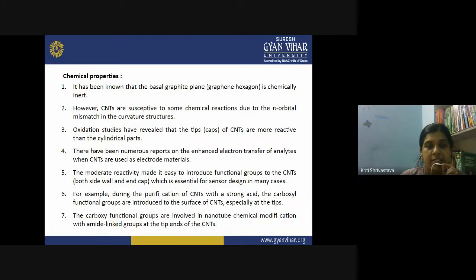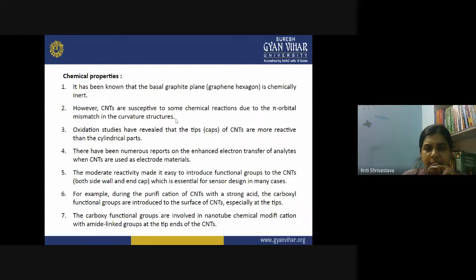Now let us discuss the chemical properties of carbon nanotubes. It has been known that the basal graphite plane is what? The graphene hexagon. When the basal part is throughout composed of the graphene hexagon, then it is the basal graphite plane. So the basal graphite plane is always chemically inert. Chemical reactivity will be shown whenever we have a pentagonic structure. Anywhere in the carbon nanotube, if there is a pentagon structure, then the chemical reactivity will be shown. So the basal graphite plane is chemically inert, and that is due to the graphene hexagons.